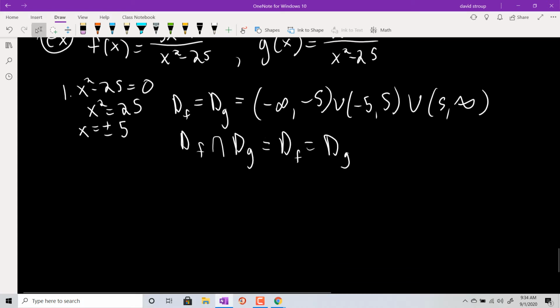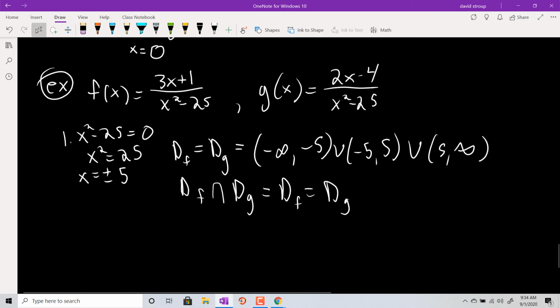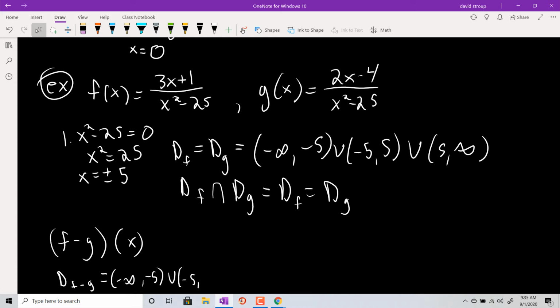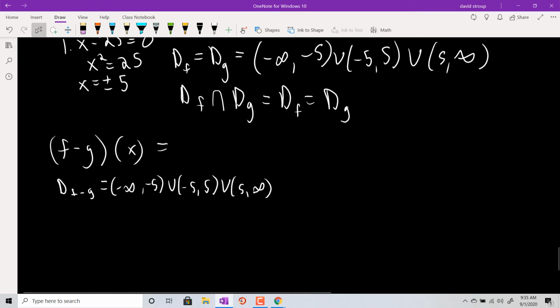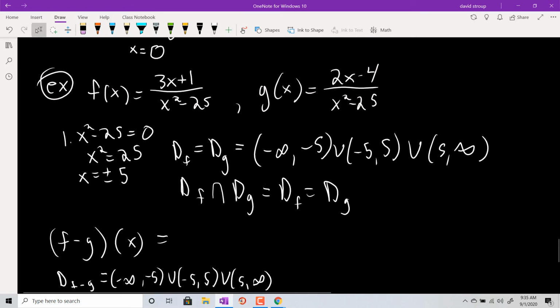So for anything like f minus g of x, that will be the domain. The domain of f minus g will equal this negative infinity to negative 5, and so on. Okay, anyways, let's see what this thing is. And they want you to simplify it. So let's see what we got.